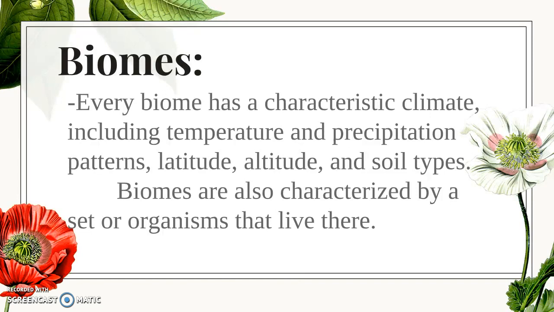And then to define biomes, when we talk about biomes, there are many different biomes on Earth, but every biome has a characteristic climate. That includes the temperature, the precipitation, the latitude, so how far it is from the equator, the altitude, which means like how high up it is from sea level, and the soil types. All these things affect the type of organisms that can live there.